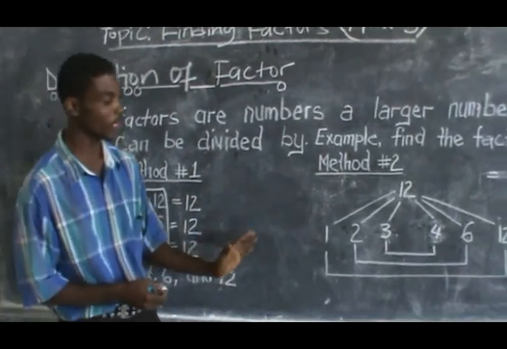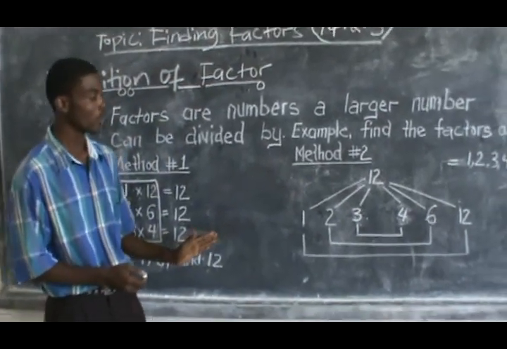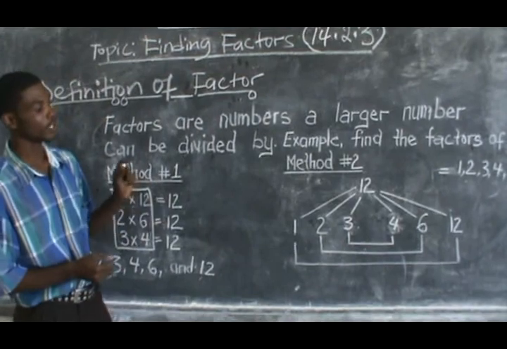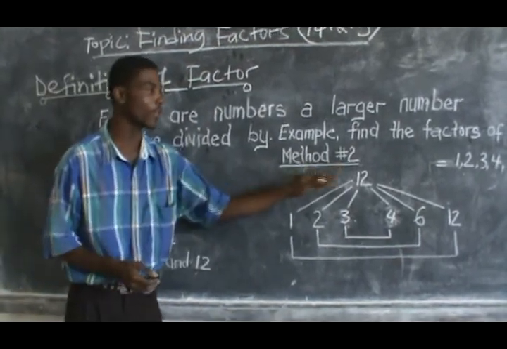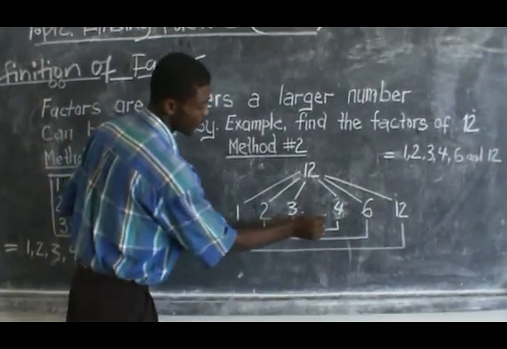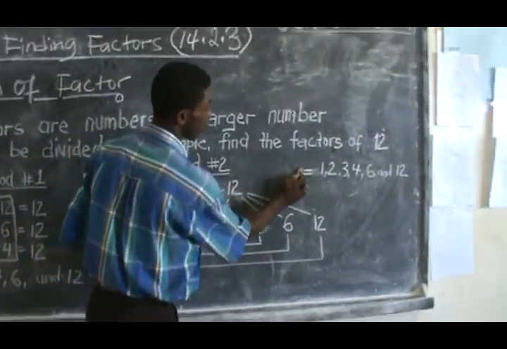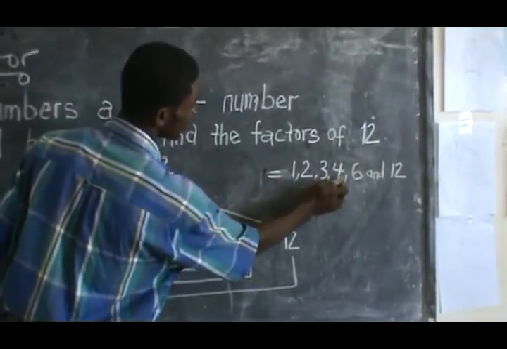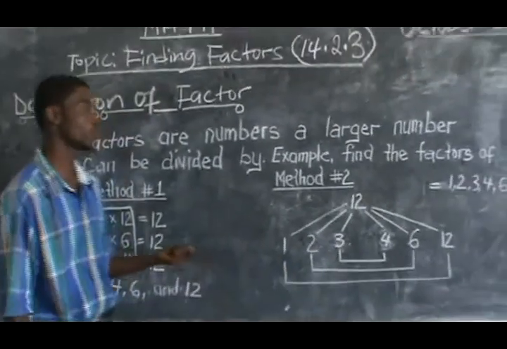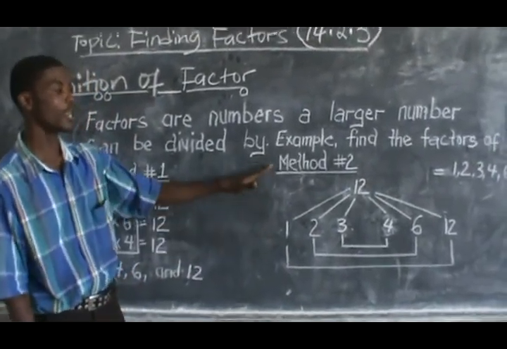Now, in order to list the factors of 12 under method 2, we list all the numbers that we have discussed that can go into 12. And all the numbers are 1, 2, 3, 4, 6, and 12. So the factors of 12 are 1, 2, 3, 4, 6, and 12 using illustration or graphic organizer under method 2.